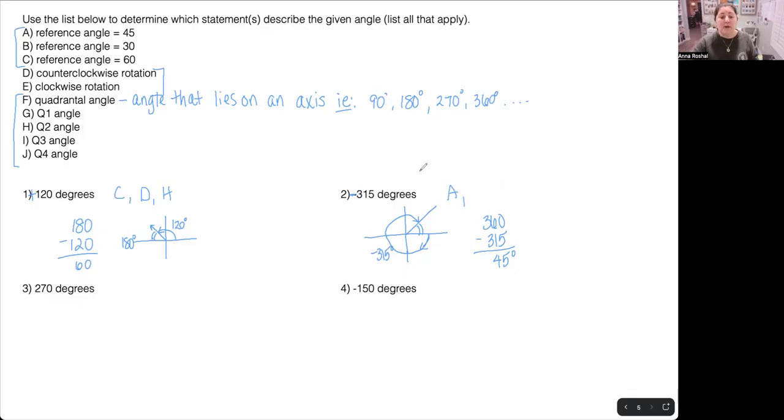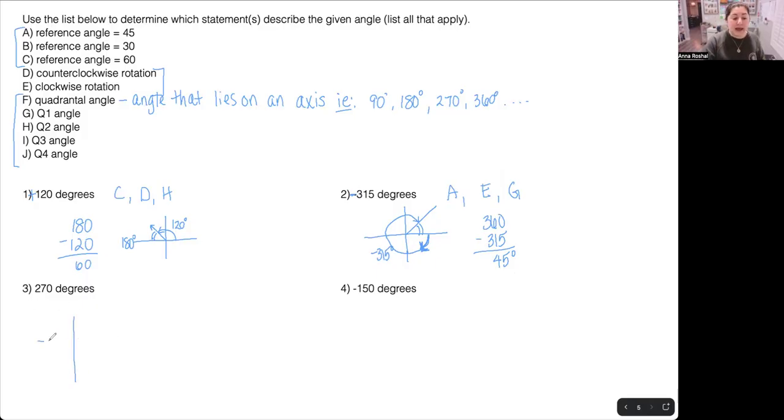In this case, I know I'm also moving in a clockwise position, right? Because my clocks go in that direction, so my angles are moving in this direction. So I'm going to choose E. And I know that it lies in quadrant 1, so I'm going to say that it is G.